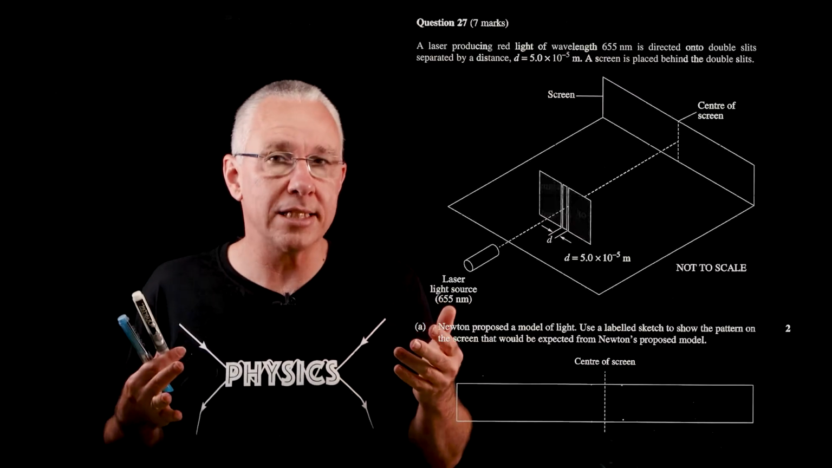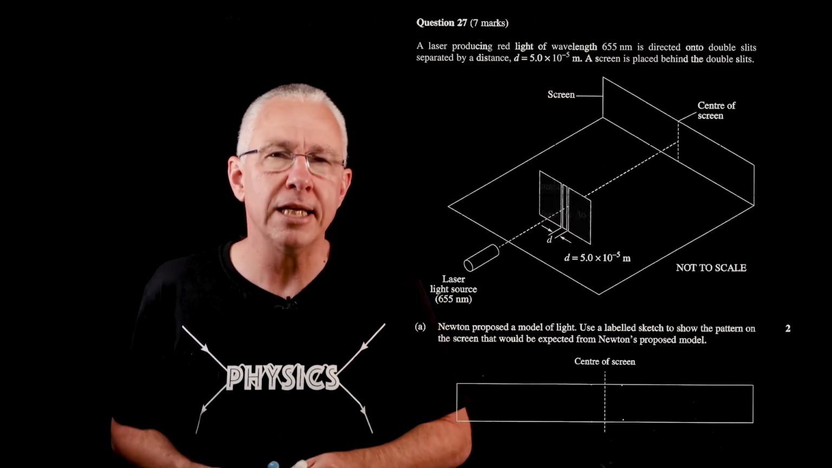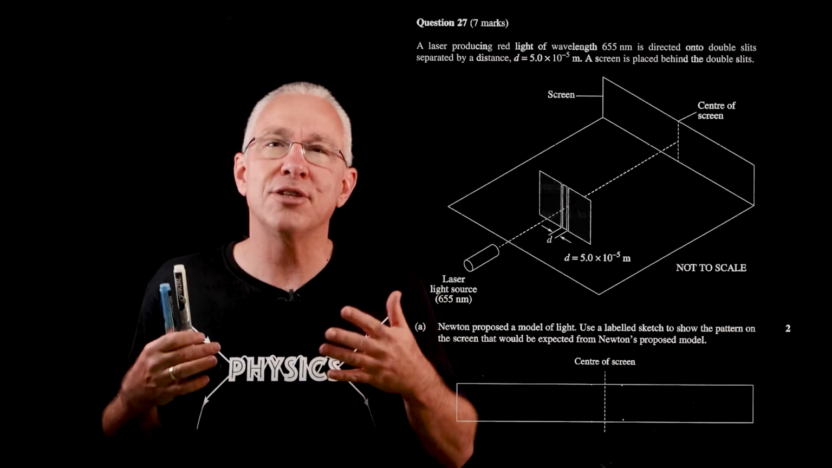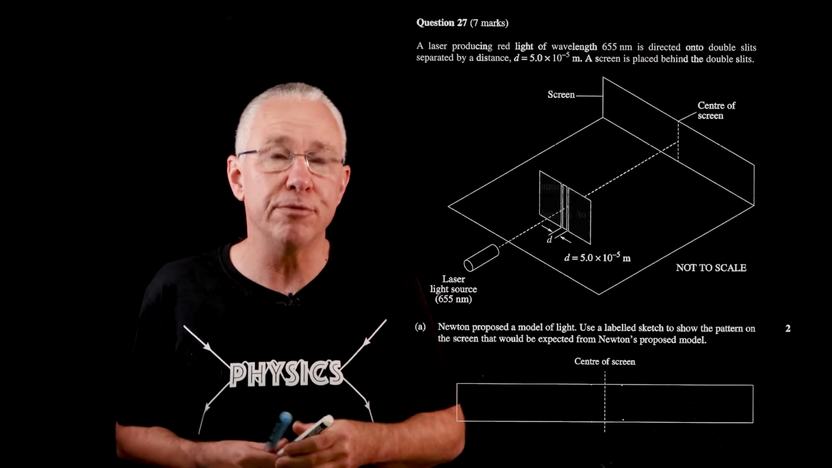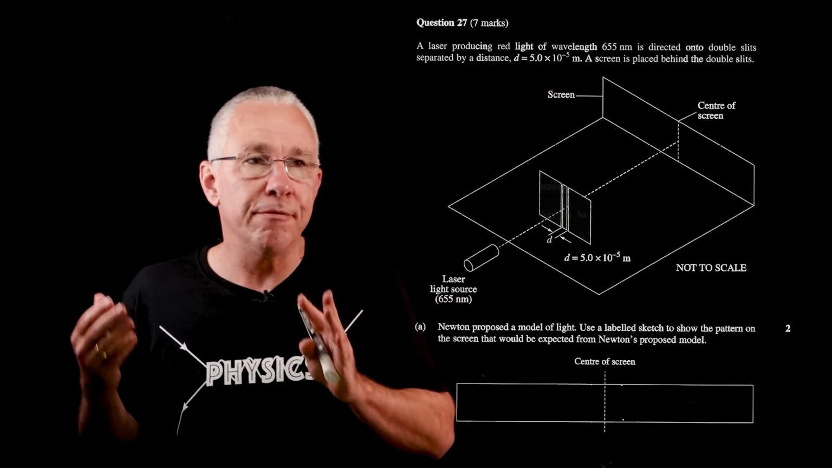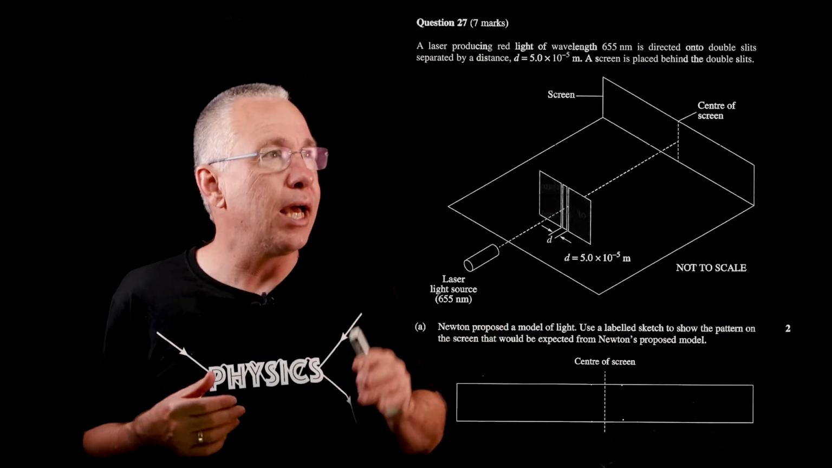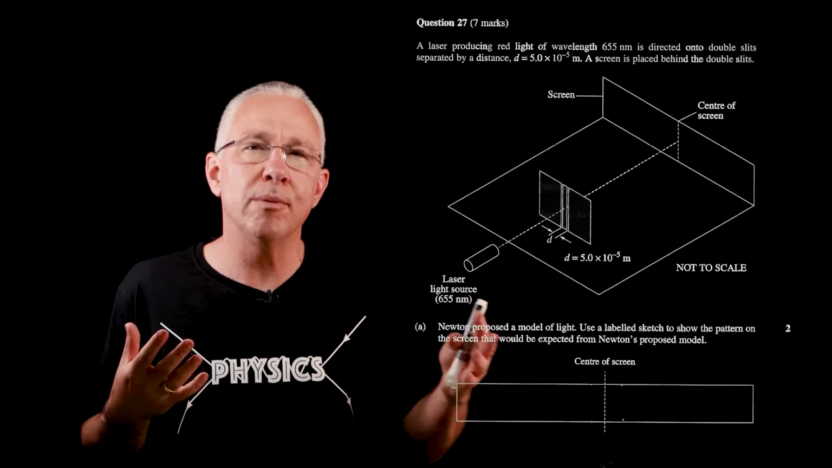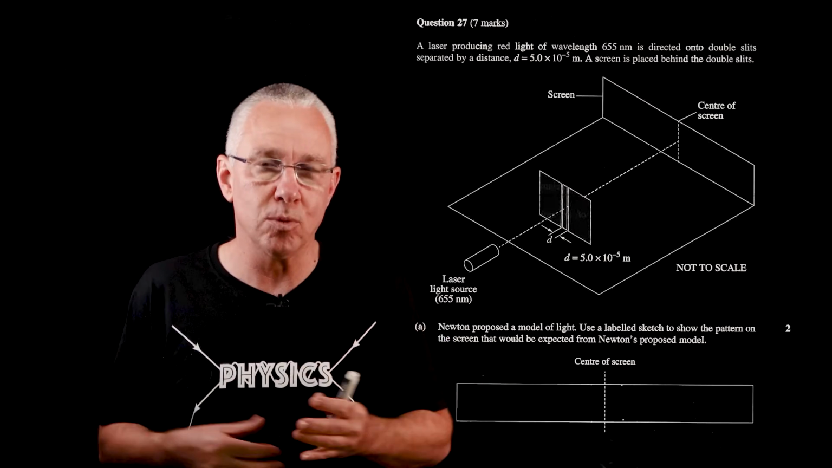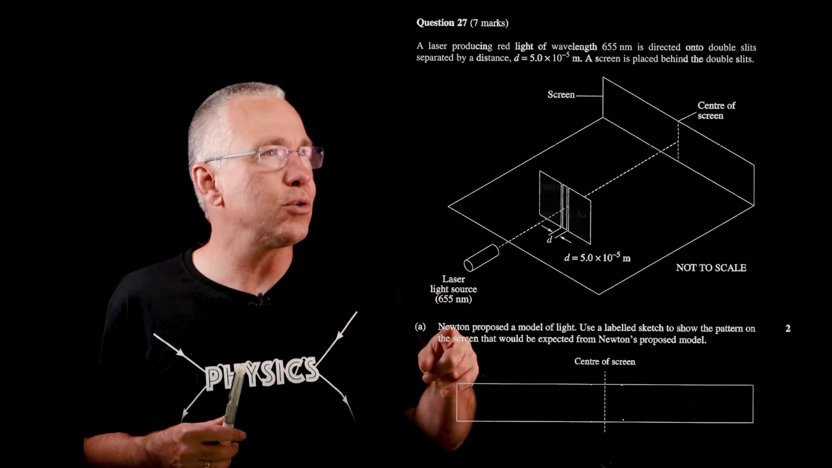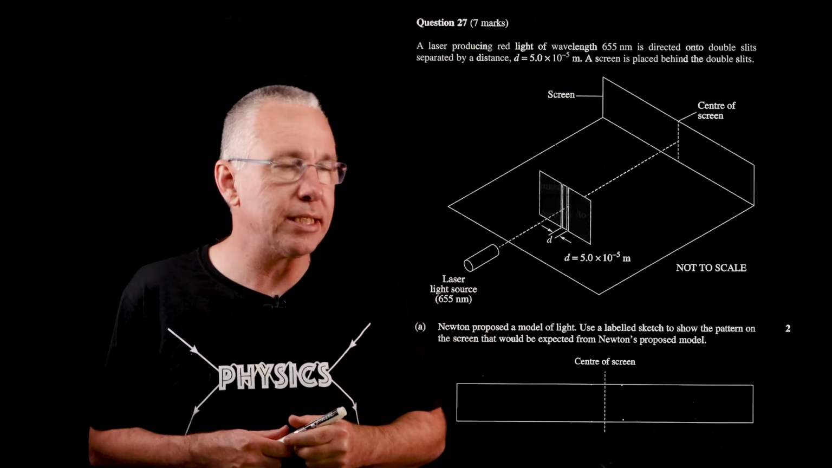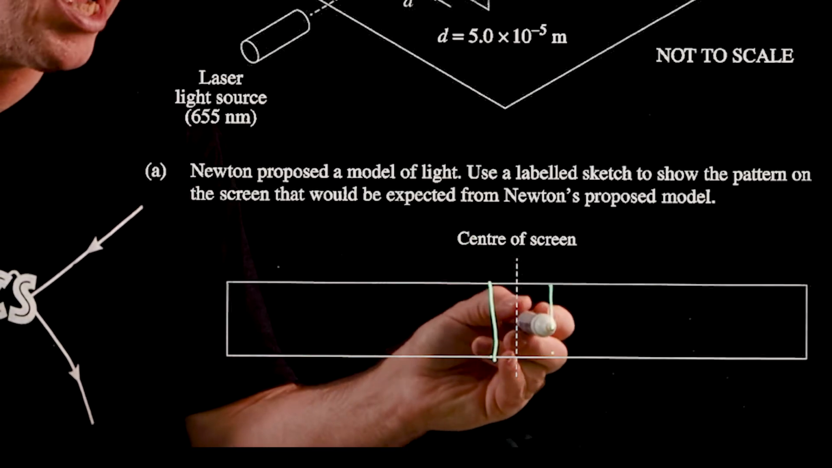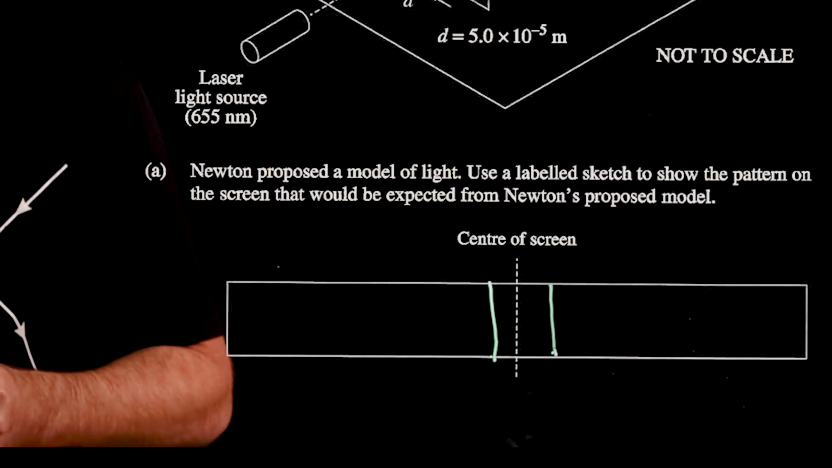Now the question asks, however, about Newton's model of light. Newton's model of light is known as the corpuscular model. That is, light travels in discrete particles, which he referred to as corpuscles. If they're going to pass through these slits, we're asked to draw a labeled sketch of what we would expect if the corpuscular model was correct. So we have our light source over here passing through these slits, and what would we see? Well, we would see two particular bright bands across like so.